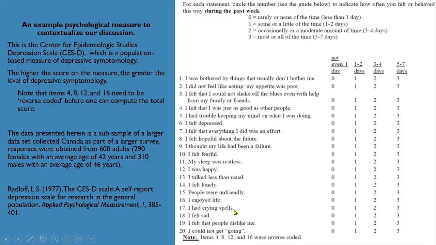This is the original CES-D. Basically, how often have you cried in the last 7 days? And you respond either 0, 1, 2, or 3. If it's not even 1 day, that'd be a 0. A 1 if it's 1 or 2 days. 2 if it's 3 to 4 days, or 3 if it's 5 to 7 days.